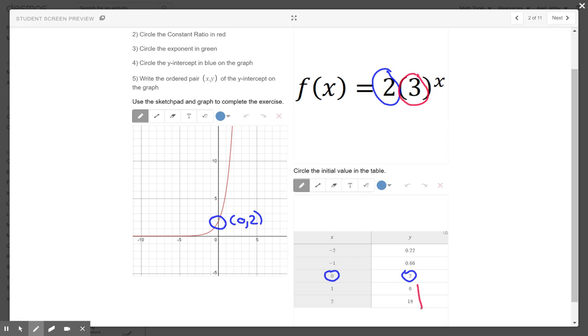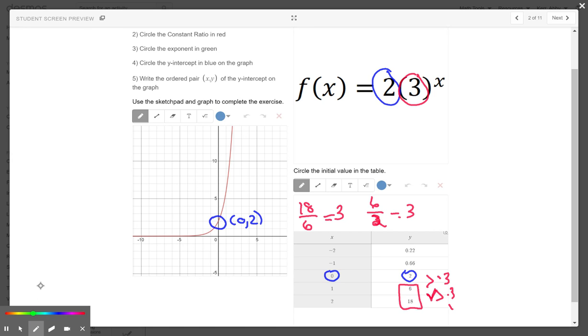How you can find that, pick your y values and work backwards. 18 divided by 6 gets you 3. Or you can do 6 divided by 2 gets you 3. You can confirm that by multiplying. 2 times 3, yes, that gets you 6. 6 times 3, yes, that gets you 18. And then it says circle the exponent in green. Just want to remind you that the exponent is the letter, the variable up in the air.